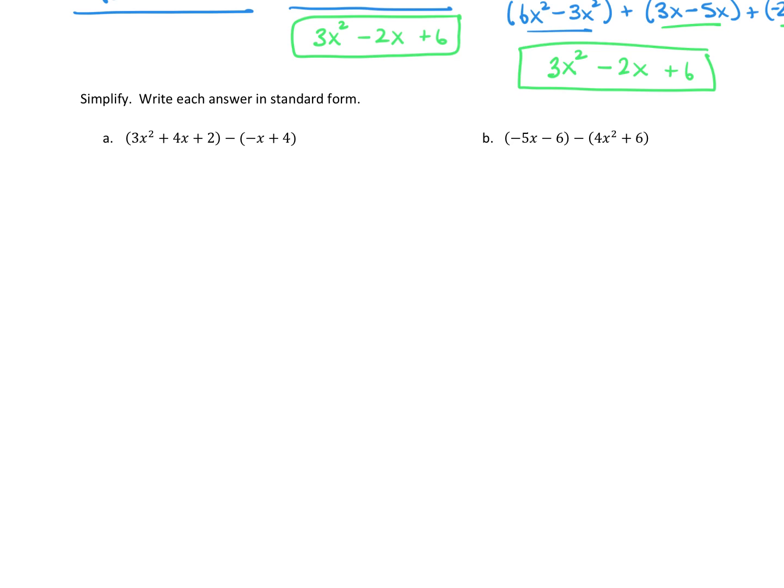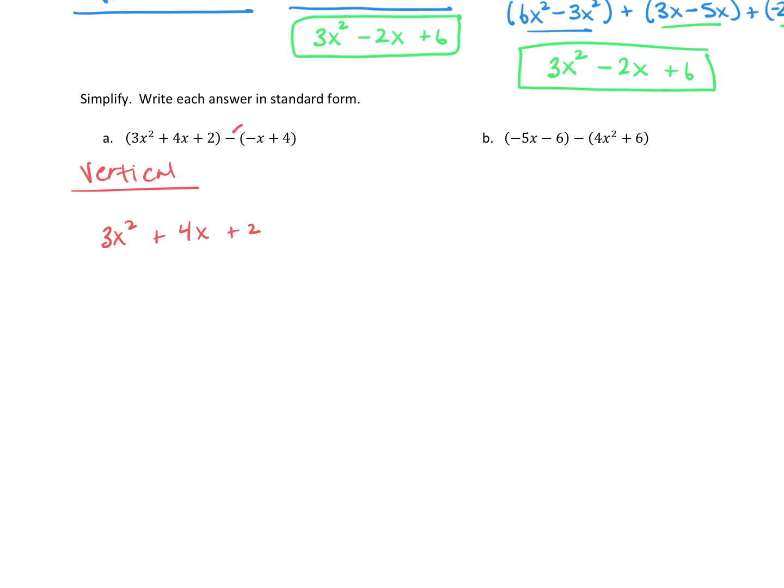So simplify, write each answer in standard form. Again, that's our default. We're always going to write in standard form. So for the vertical method, you write out your first polynomial, 3x squared plus 4x plus 2. Now we can go ahead and distribute this negative instead of having to rewrite it twice.